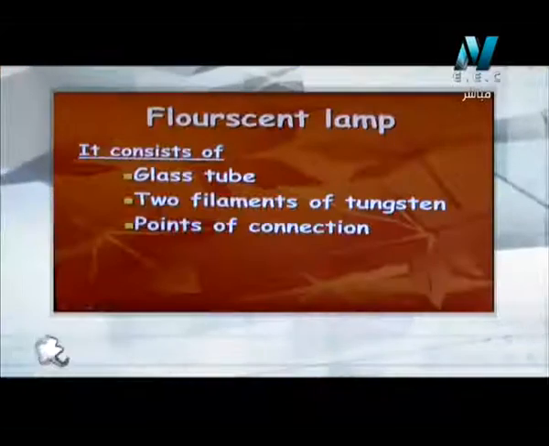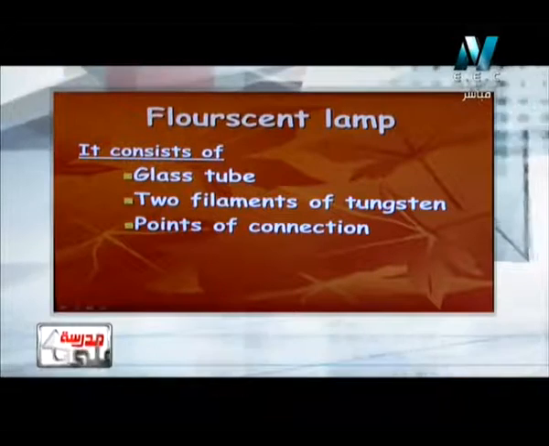We know that they are made of tungsten because tungsten has high melting point. Also we have 2 points of connection at each end. Imagine that if this is the fluorescent lamp, I will have 2 points of connection here and the other 2 points of connection from the other side. So again, the fluorescent lamp contains three main parts which are the glass tube, the two filaments made of tungsten, and the 2 points of connection.